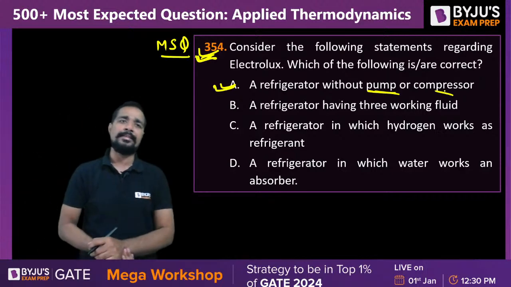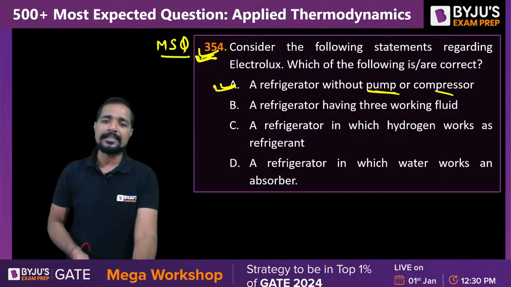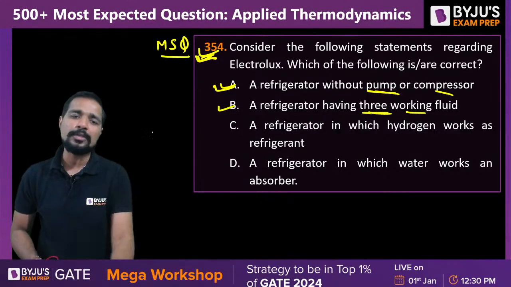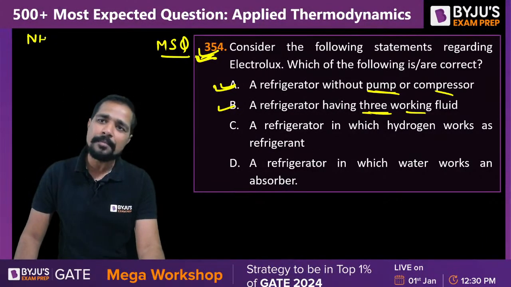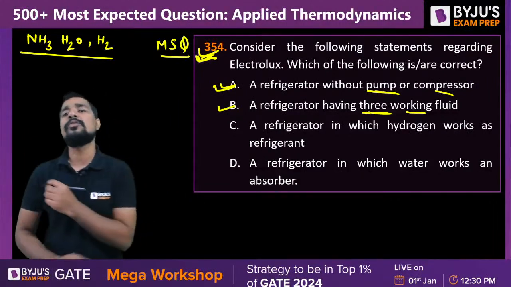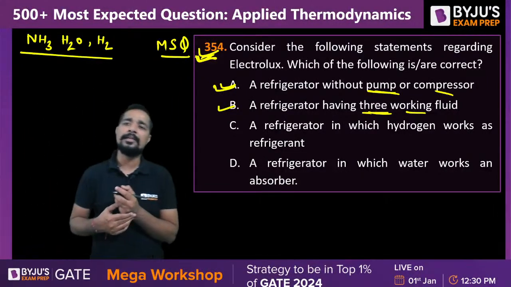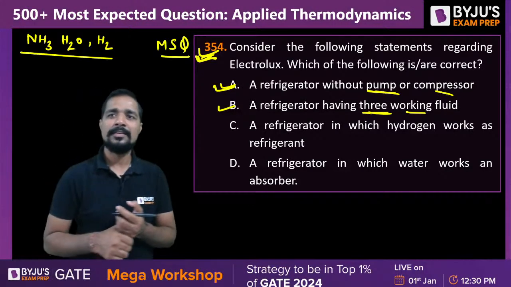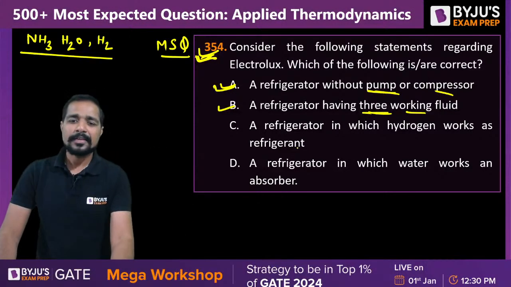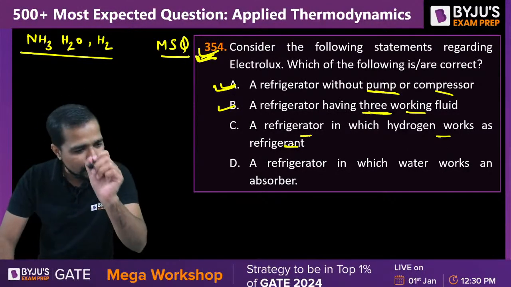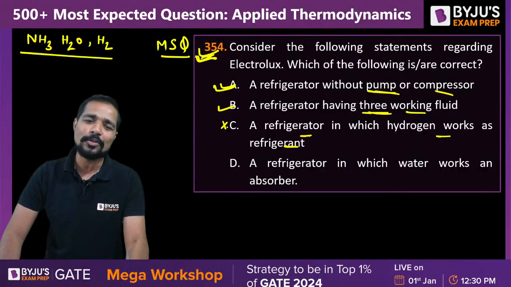Yes, absolutely right. Second, it is the refrigerator which utilizes three working fluids. One is ammonia, my dear, some of you have written. Second is water, and third one is hydrogen. Not sodium, hydrogen, my dear. Kiran, it's not sodium. Yes. Okay, good. Very nice. Refrigerator in which hydrogen works as a refrigerant, absolutely not. 200% not.